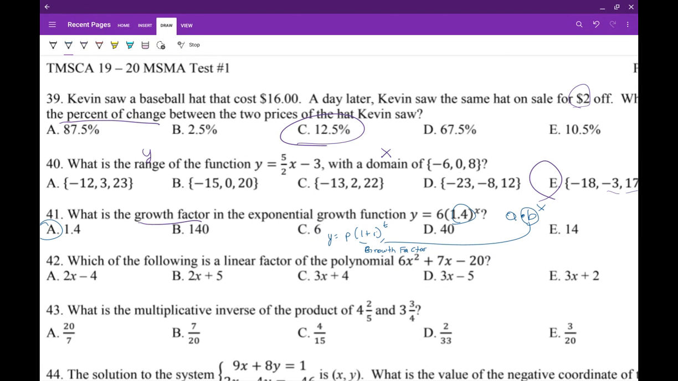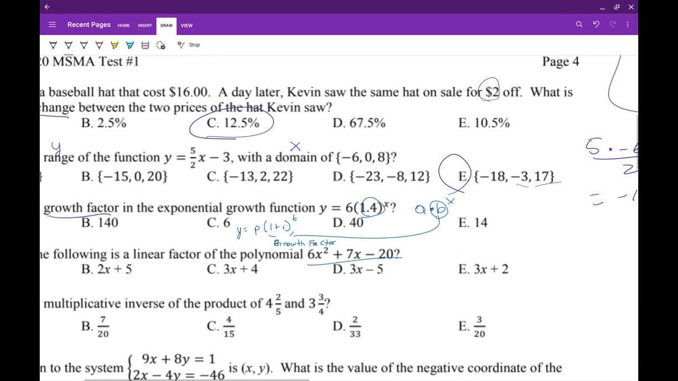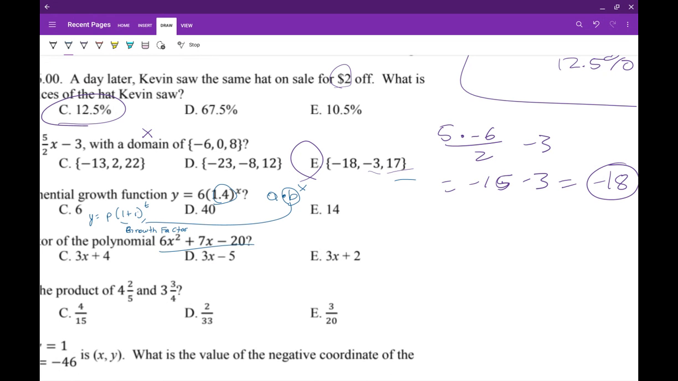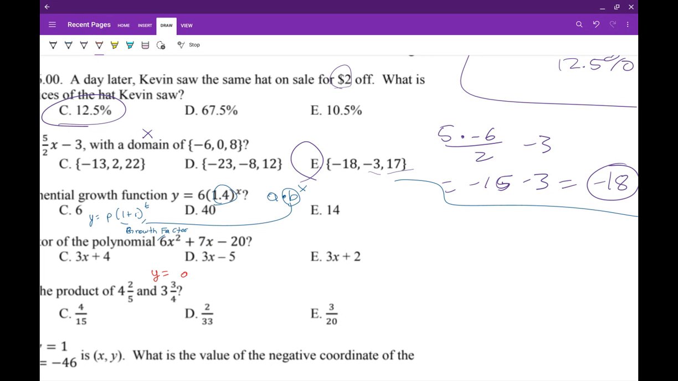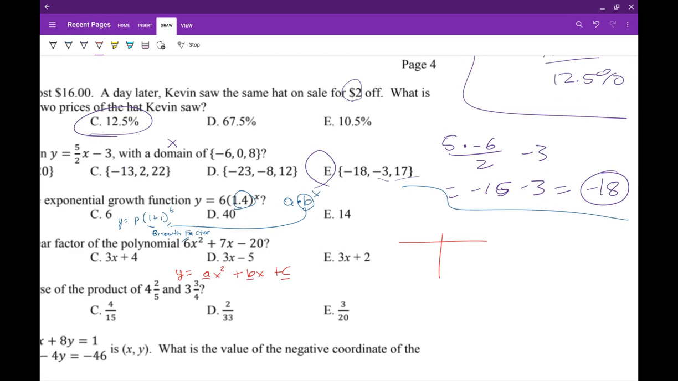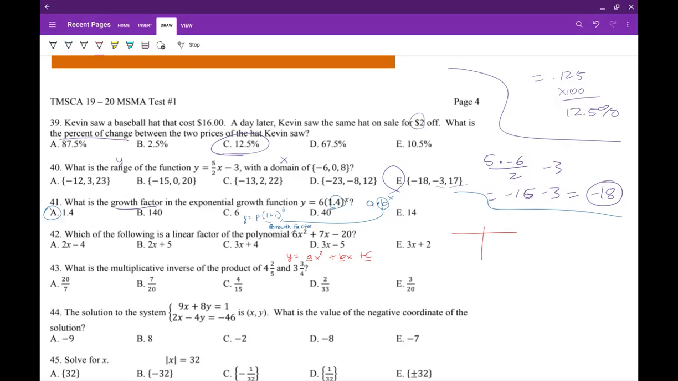Okay. Now, question 42, which of the following is a linear factor of the polynomial? That's a quadratic. Now, you could factor it using p over q, where you take the factors of c and you divide by the factors of a. And when I say c and a, what I mean is a quadratic function is y equals a times x squared plus b times x plus c. So that would be a, that would be b, and that would be c. Now, it's asking for a linear factor, and that just means a factor.